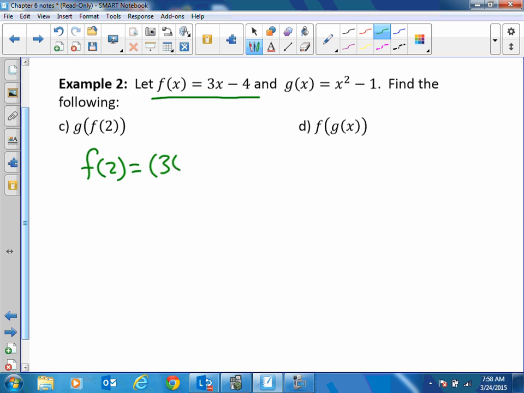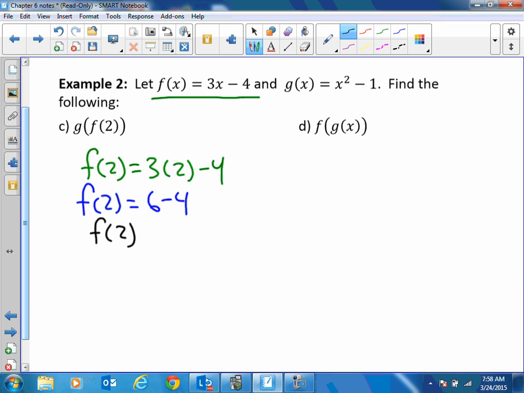3 times 2 minus 4. Okay, 3 times 2 minus 4, which gives me 6 minus 4, which gives me 2. Okay, so if I know that f of 2 is 2, then I can replace f of 2 with 2. So I can pretty much just replace this with this. So instead of g of f of 2, I can just do g of 2.